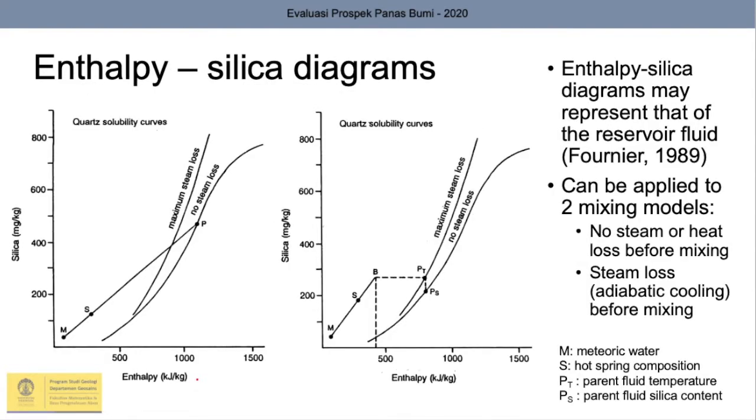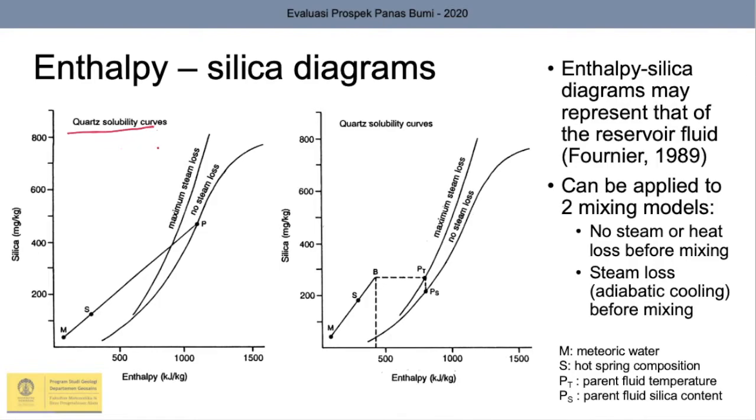For the silica enthalpy diagrams, we use a graph between silica and enthalpy, where the silica is represented in ppm or milligram per kilogram, and the enthalpy is represented in kilojoule per kilogram. There are three lines on the graph here. We have the MSP line, which represents the meteoric water, hot spring composition, and also the parent fluid temperature. And you also have the maximum steam loss and the no steam loss of the quartz solubility.